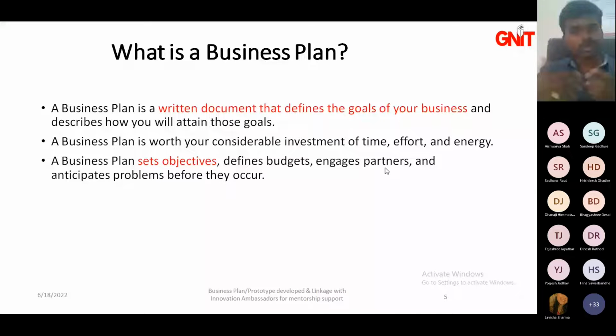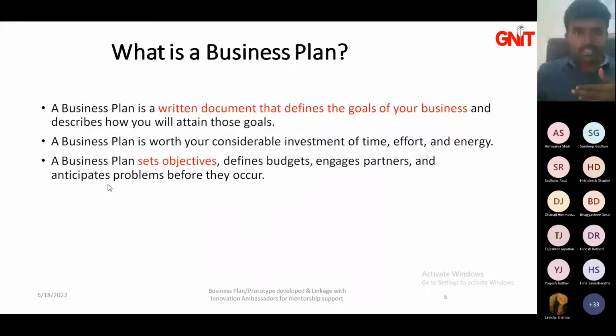So you have to engage the partners. One or two partners, or more than one partner, depending upon your budget and your plan. And anticipate problems before they occur. What is this anticipation? You have to find out what may occur. Like now, COVID is making an impact. If COVID is affecting in this manner, after this year, these 2 or 3 months, it will affect this much of people. So we have to anticipate that and make the solution for that. That is called anticipation.